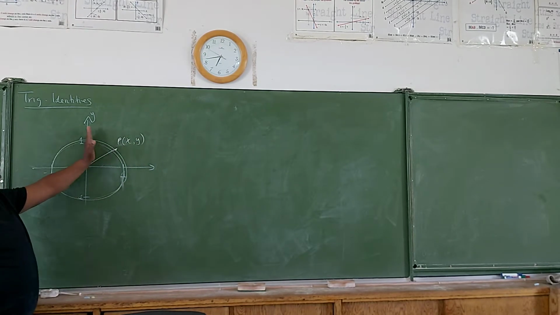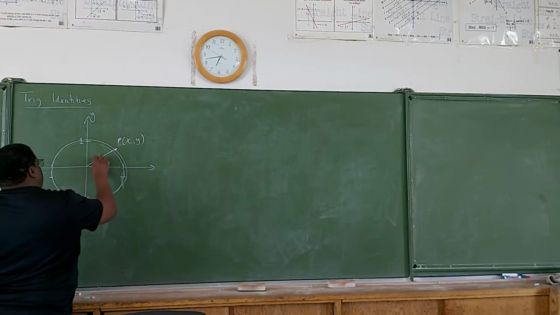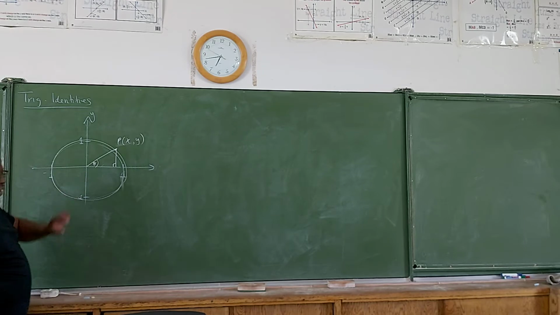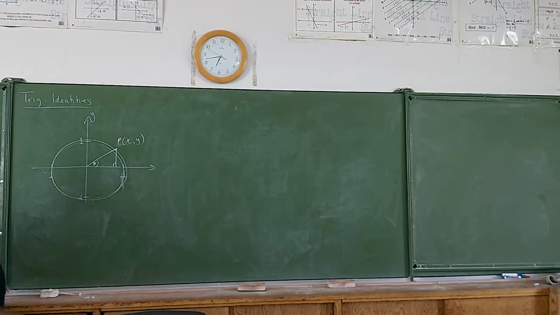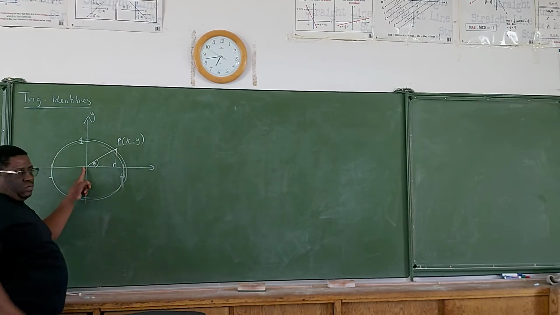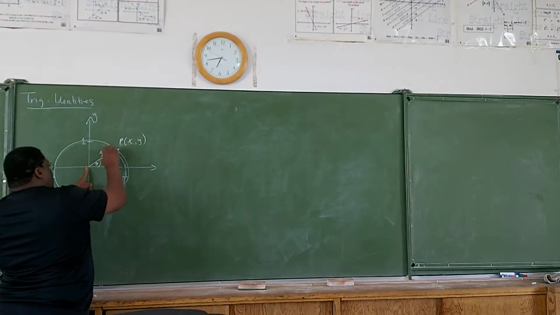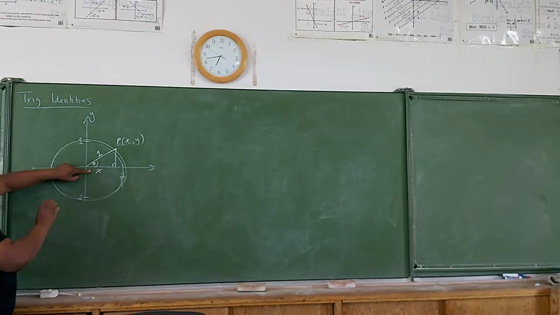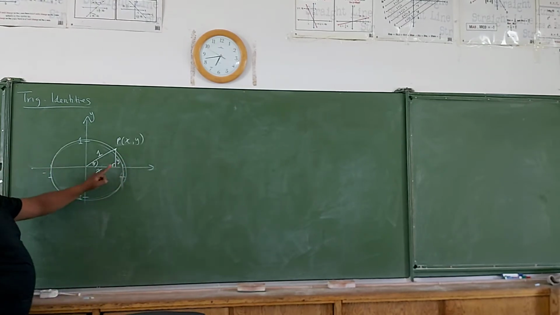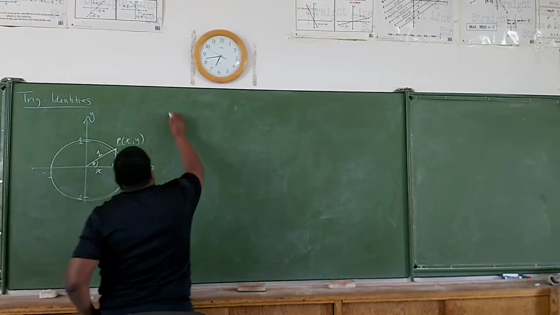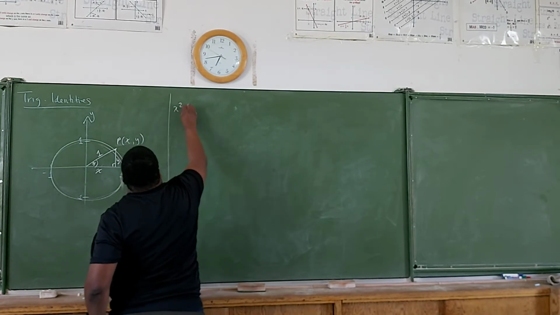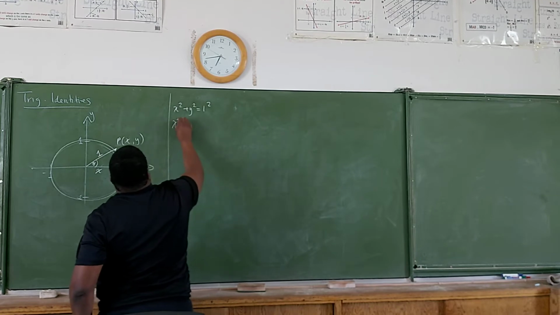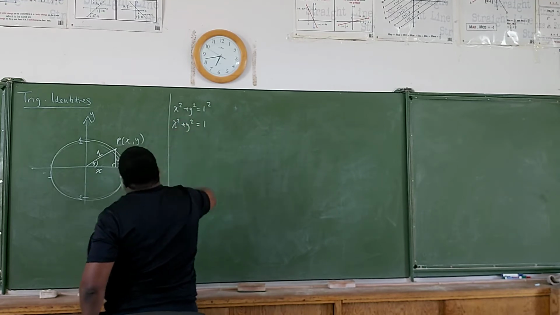That P moves, creating certain angles. Now, let's suppose we are considering that right angle triangle right here. This is going to be that unit, which is 1. Are you with me? And this is going to be the value of x, and this is going to be the value of y. Using Pythagoras, x squared plus y squared should equal 1 squared, which is x squared plus y squared equals 1.